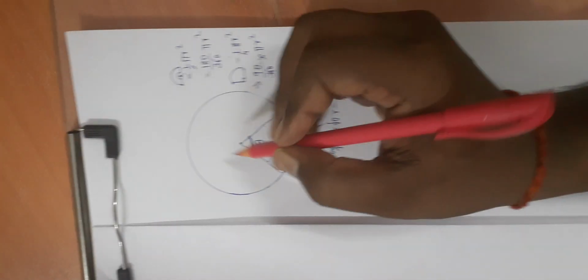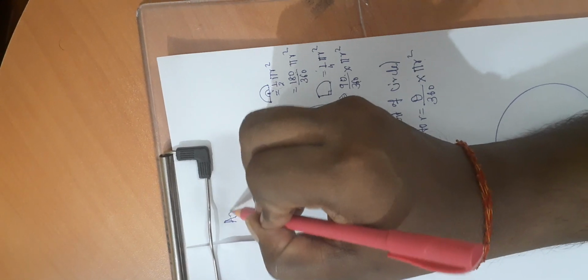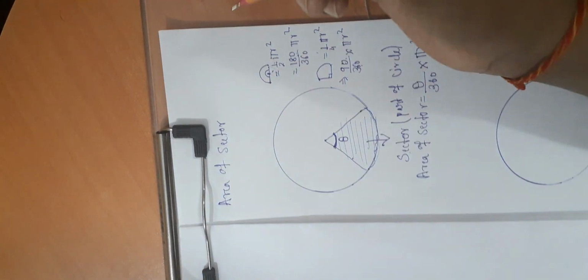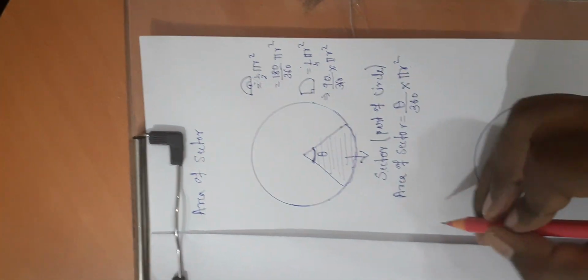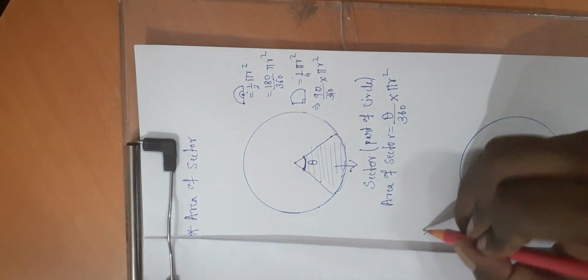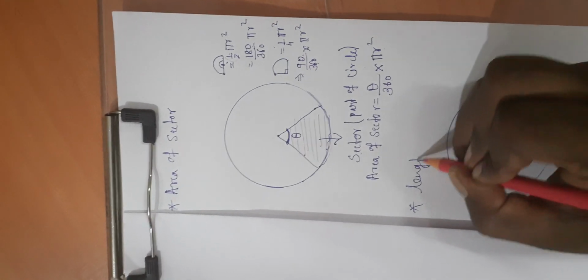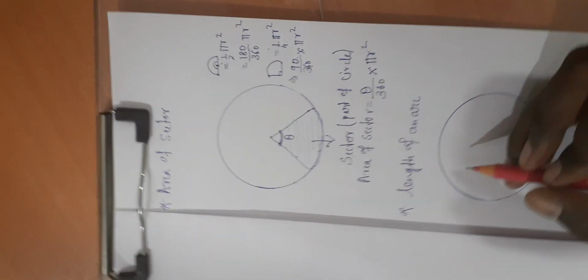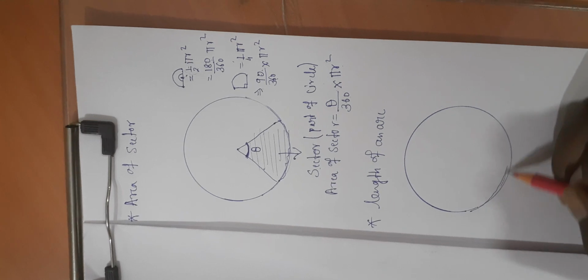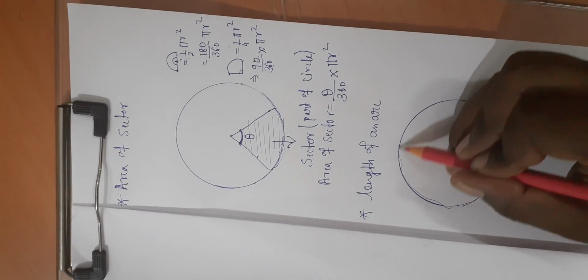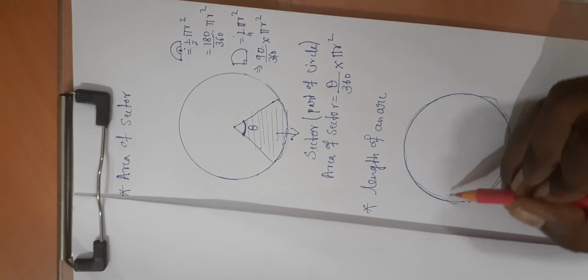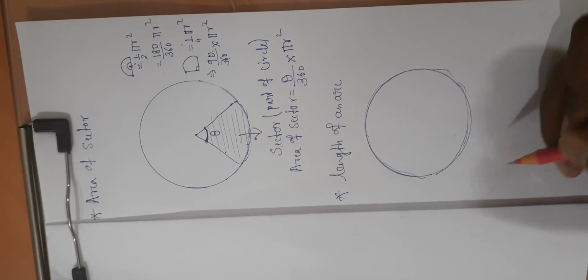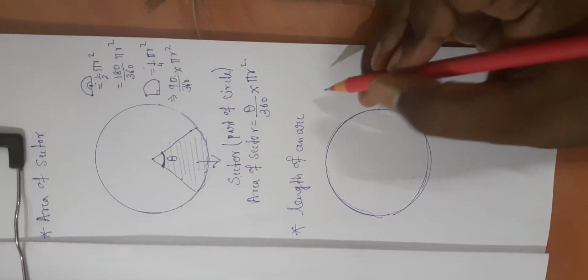So this was how we got the area of a sector. Right now I'm trying to make you understand the length of an arc. By length of an arc I mean this portion, which you can see in this figure. This length of an arc is nothing but a part of the circumference. Let's take the general formula again, same as this.